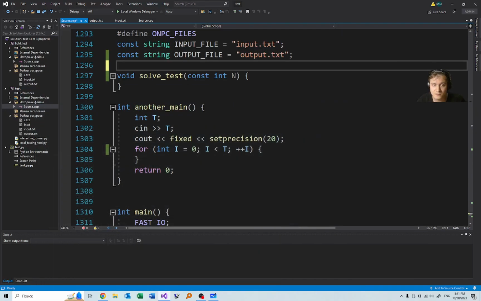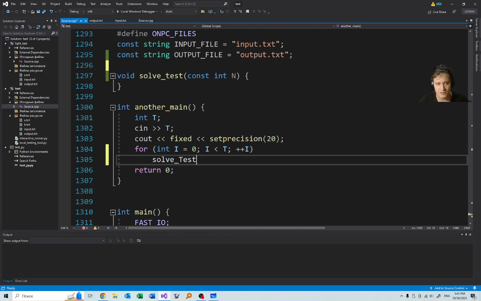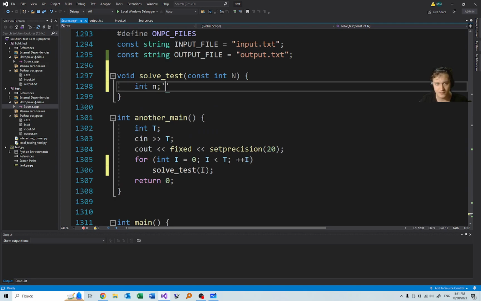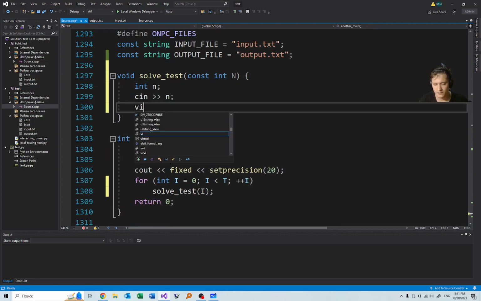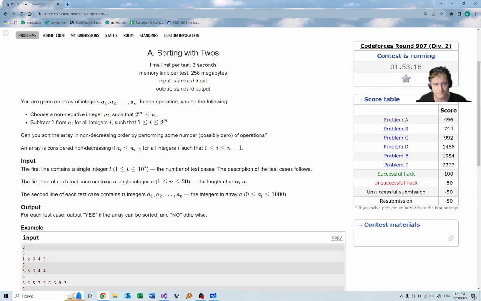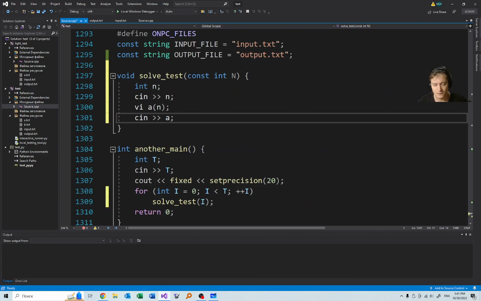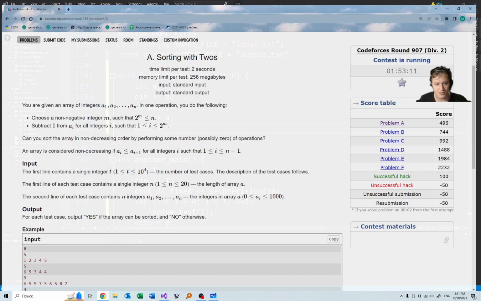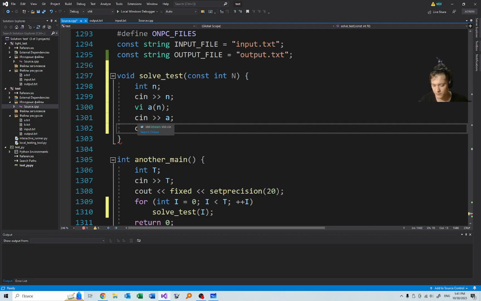Let's write it. The number of test cases. Solve test i. Here we read n. Then we read the array. And we want to print whether it's possible to fix it. So find ans A, yes or no.